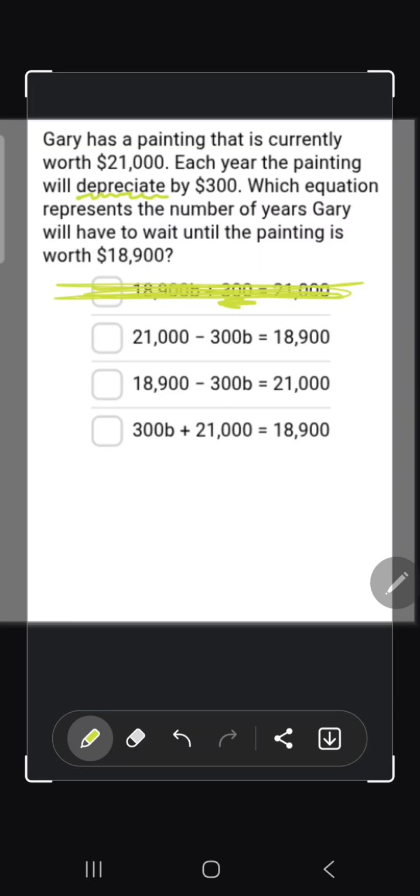Now we look at these, they all have 300b, but only one of them, or two of them, are subtraction, so this one's out. Now it has to depreciate from the original value, so 21,000 minus 300b is where we want to go with. We've got to start from that original.